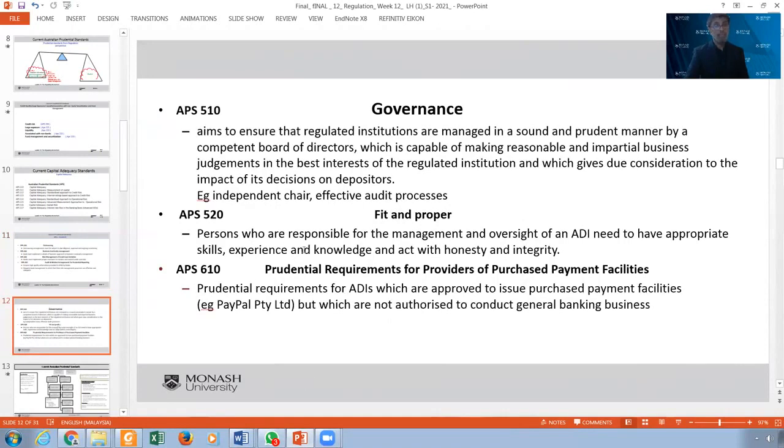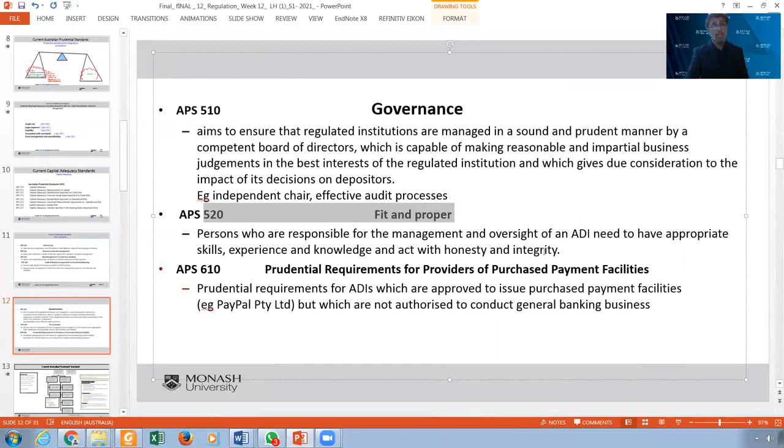Governance, we have 510, fit and proper. This is a very important issue, which means who is going to be on the board of the bank. He has to be fit for that job. So persons who are responsible for management and oversight, ADIs, need to have appropriate skills, experience, knowledge, and act with honesty and integrity. Now, all of those are actually in the standard. So you cannot bring anybody and put them on the board, which is the top authority in a bank.